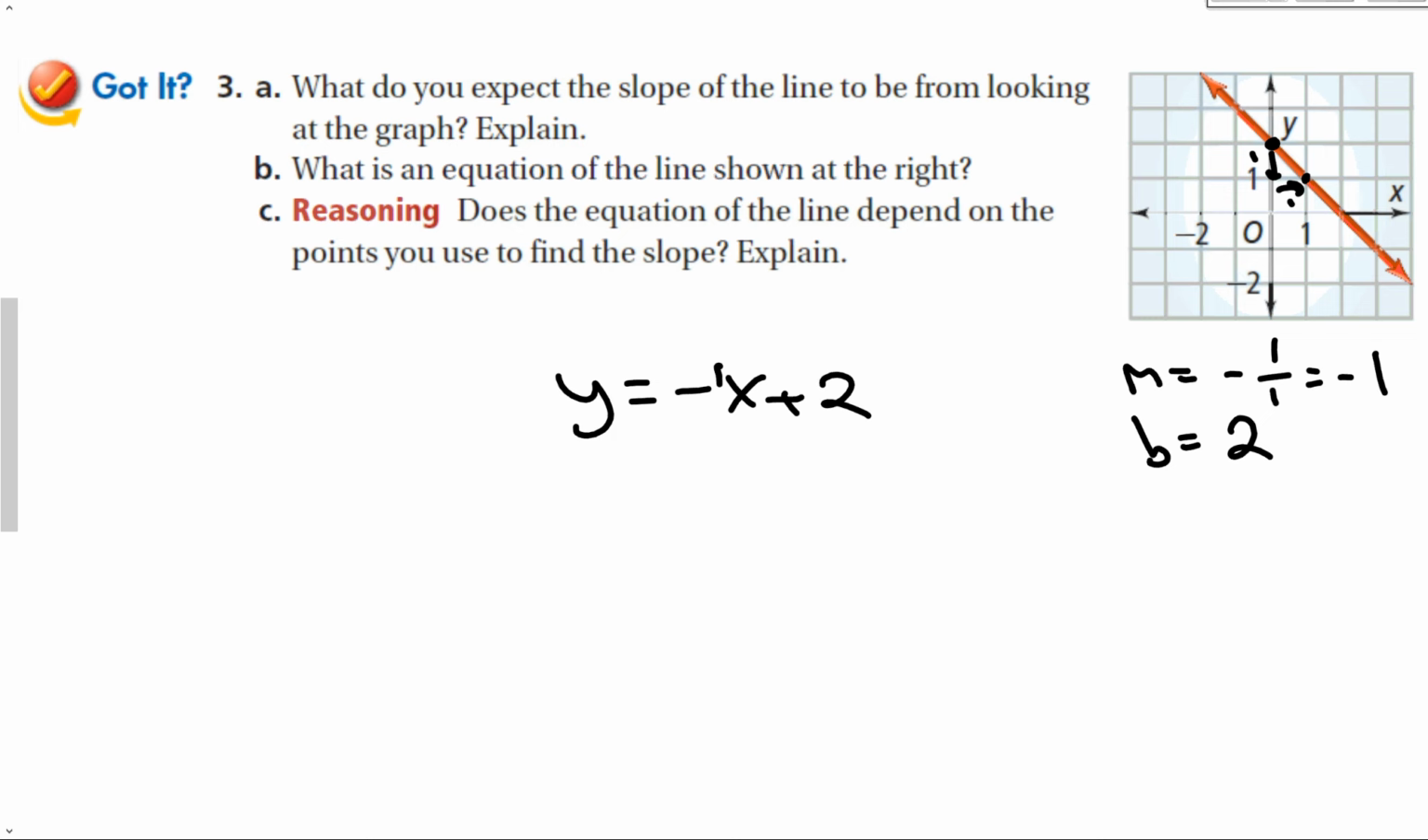Right? I don't need to write the 1 in front of the variable right there. Okay? Ooh, whoops. -x plus 2.